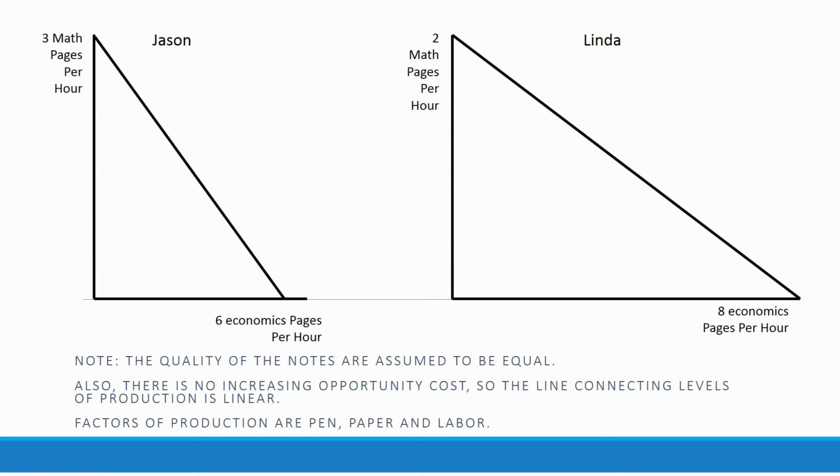One thing that I want you to note is that the line is linear because the opportunity cost is not increasing from economics notes to math notes. And that's because of the factors of production. The factors of production to make economics notes or math notes are pens, paper, and labor. So that's why this is linear and not an increasing opportunity cost.